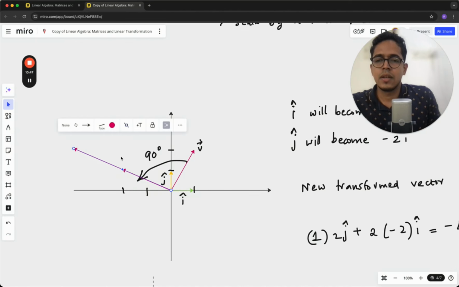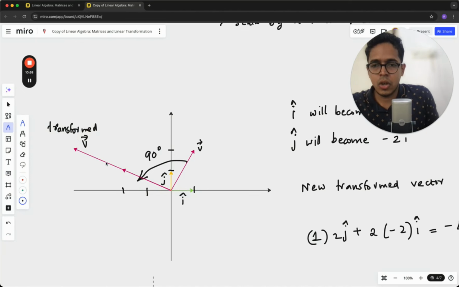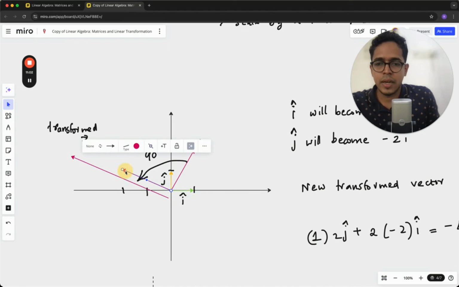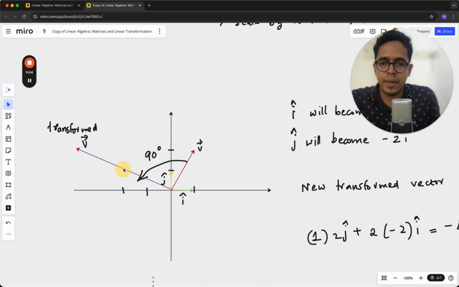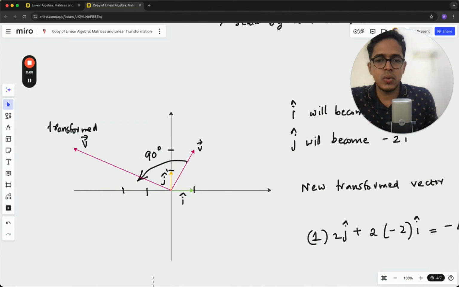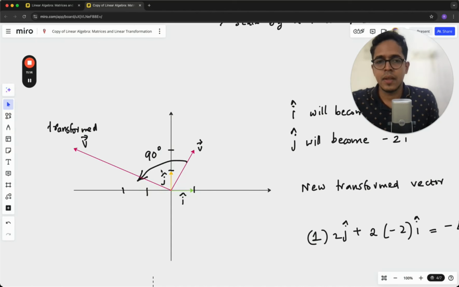And this, now, is the transformation of the vector v. Let me write this as transformed v. Which one? This long guy, not this guy. So I'll delete the smaller vector perhaps. Okay, so now this is the transformed v. You can see the two steps that happened: a 90-degree rotation in the counterclockwise direction and scaling by a factor of 2.